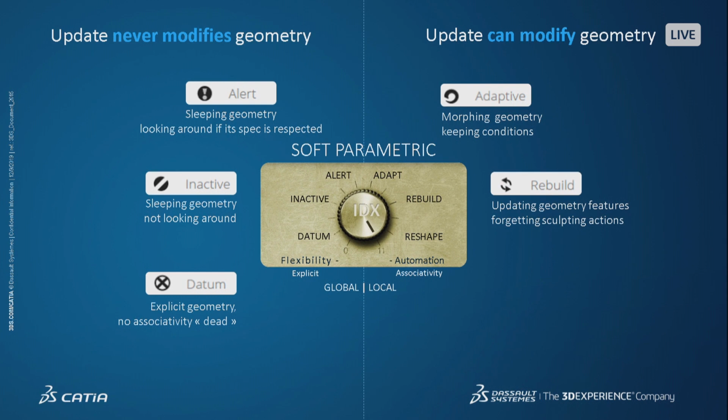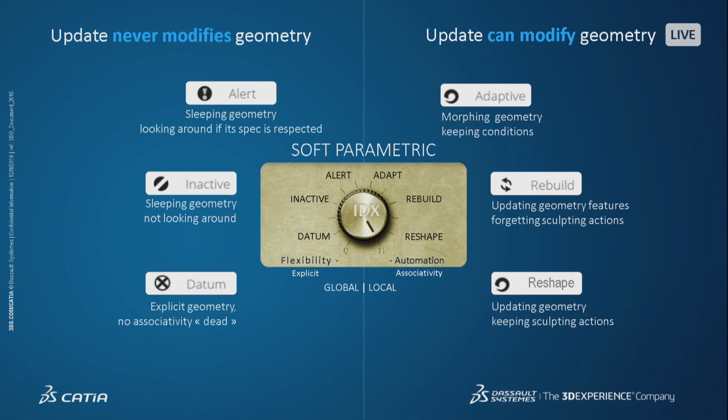Rebuild is the mode you know from CATIA. It means even if you have been deforming your fillet or your blend surface, if you press update and the conditions of this feature are inconsistent, whether the continuity is broken or the parent has been modified, rebuild is recomputing the feature. So you forget what direct modeling action has been performed and the feature is updated. This is very similar to what you know in CATIA ISM today.